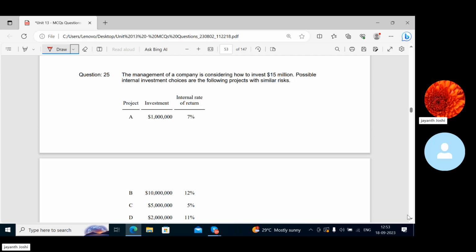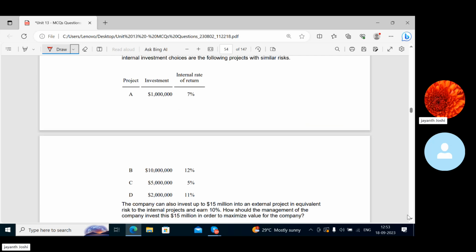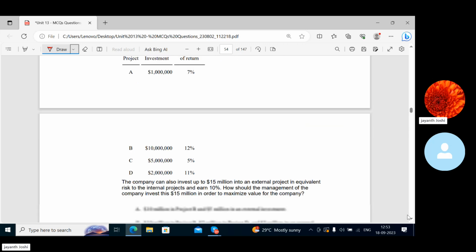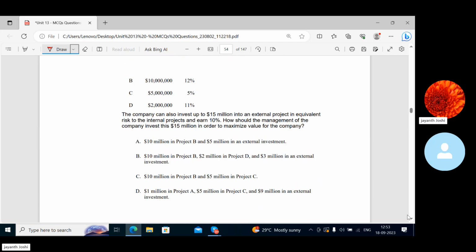So the management of a company is considering how to invest 15 million. Possible internal investment choices are the following projects with similar risk: A, B, C, D, and IRRs are given. The company can also invest up to 15 million into an external project of equivalent risk to internal projects and earn 10%. How should the management invest this 15 million in order to maximize the value of the company? They're asking.